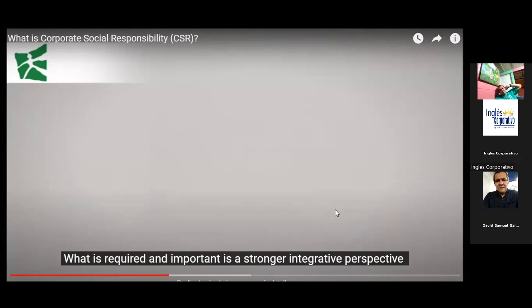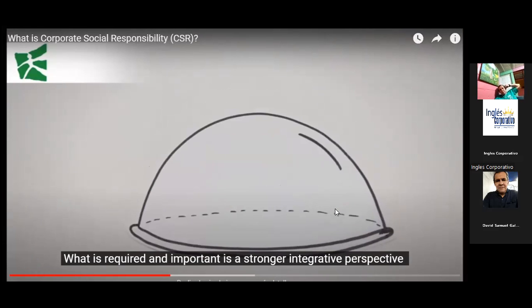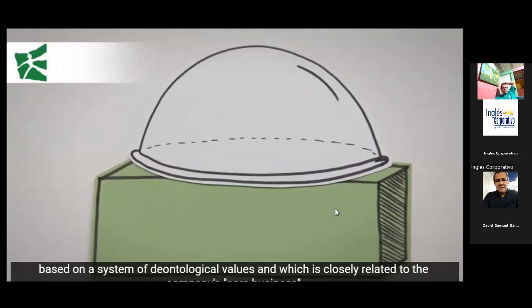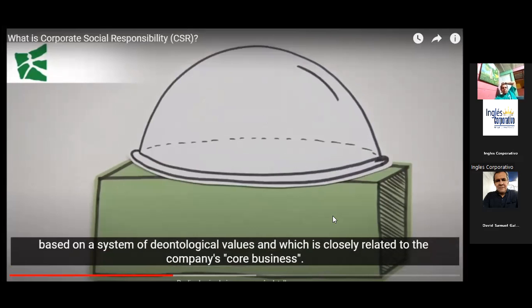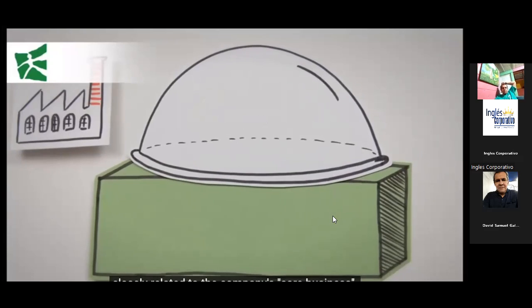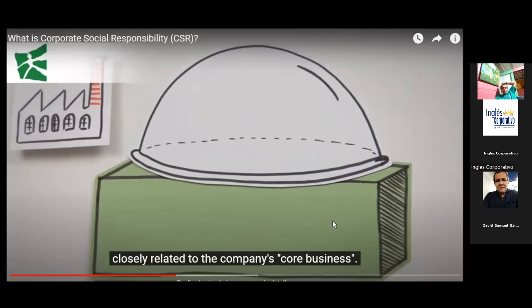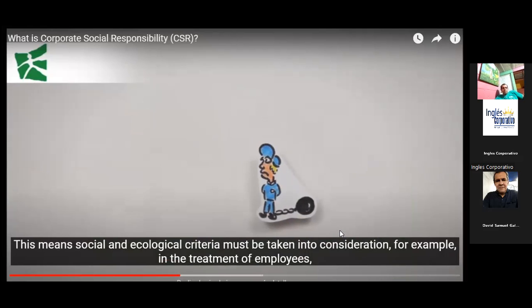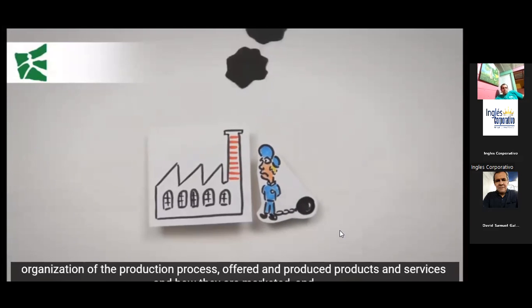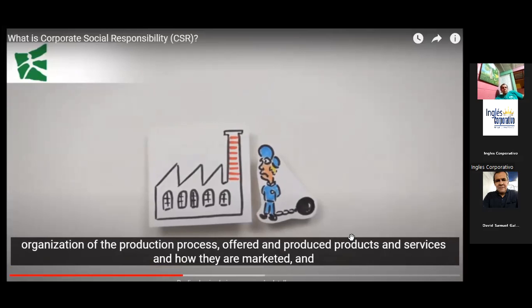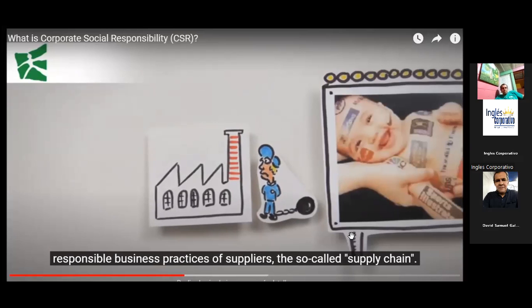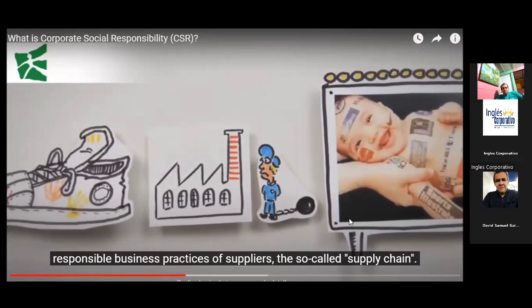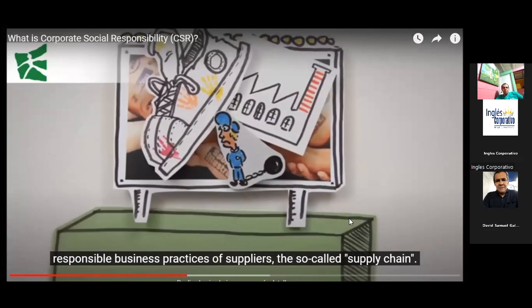What's required and important is a stronger integrative perspective based on a system of deontological values and which is closely related to the company's core business. This means social and ecological criteria must be taken into consideration. For example, in the treatment of employees, organization of the production process, offered and produced products and services, and responsible business practices of suppliers, the so-called supply chain.